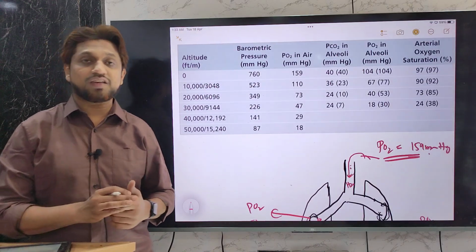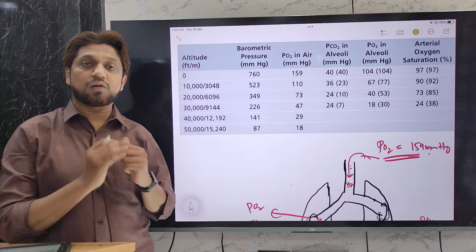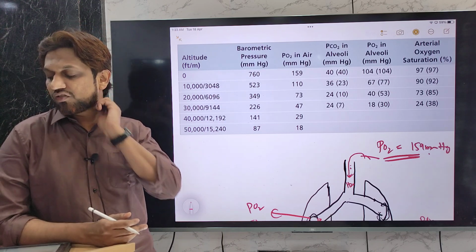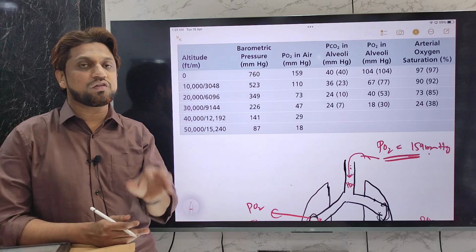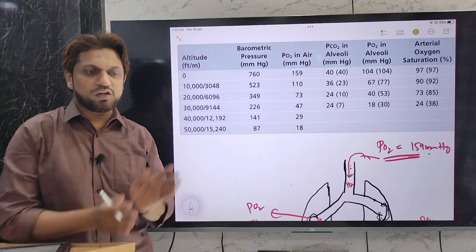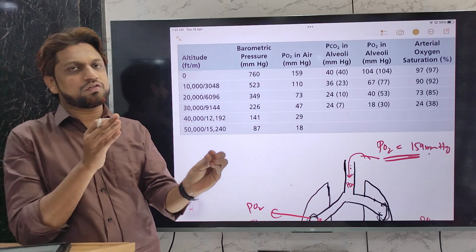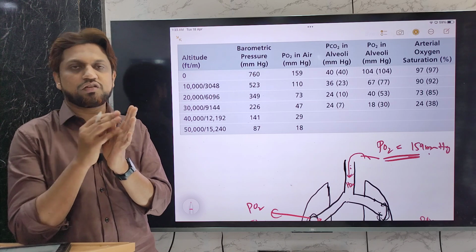Generally we determine the saturation, SpO2 and all, with the help of the pulse oximeter or finger pulse oximeter. You might have seen that. So usually oxygen saturation means how much of the hemoglobin is saturated with the oxygen as compared to the total. For example, if there is 100% of the hemoglobin available, out of that how much hemoglobin is bound with the oxygen, it is saturated.